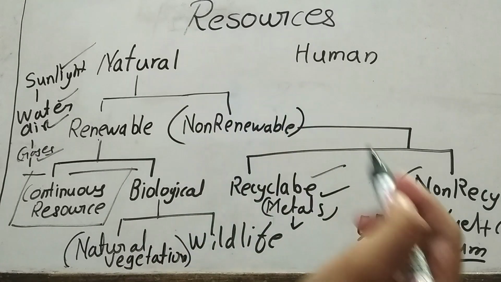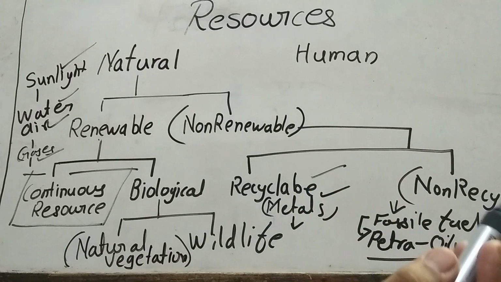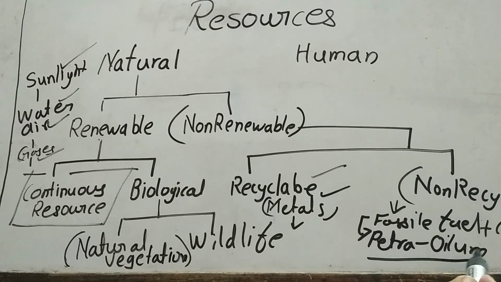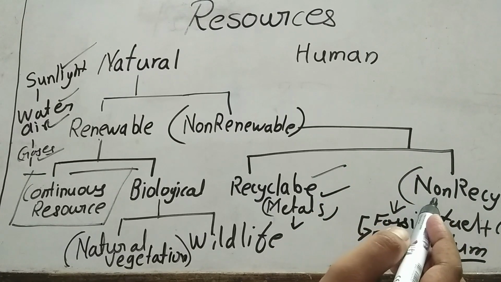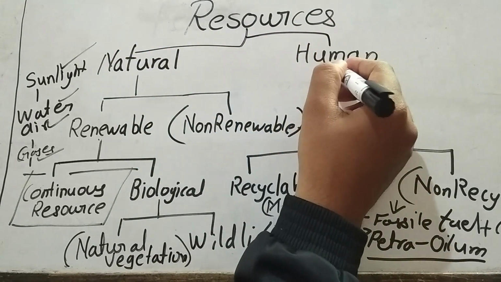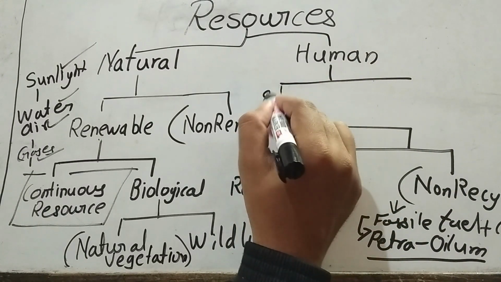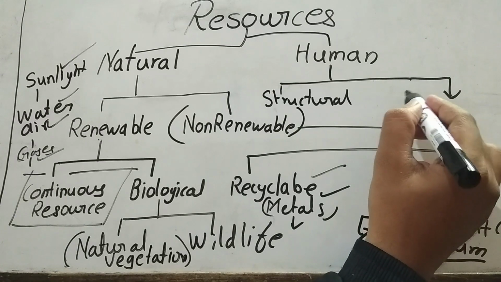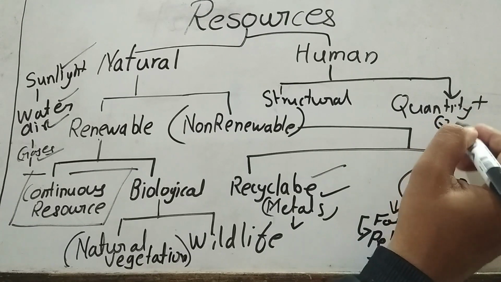As well as man-made. Coming to another section, non-renewable, recyclable, non-recyclable. All metals are recyclable, and all fossil fuels, petroleum, coal, all energy material which we are using are non-recyclable. Another section is man-made, and we can call it also human-made. Human-made section is further divided into structural and quantity plus quality.